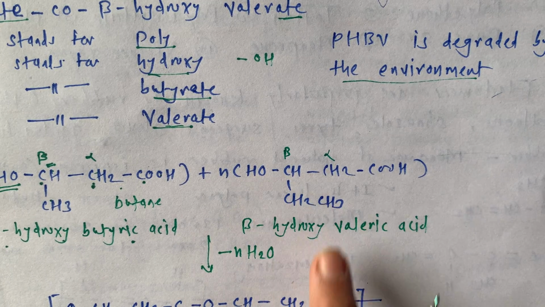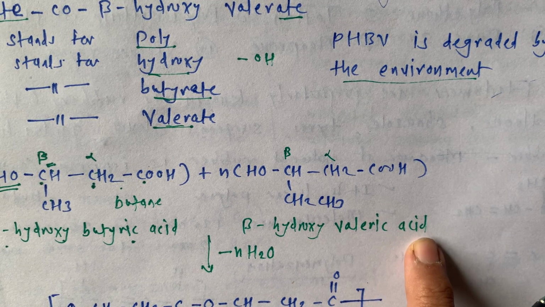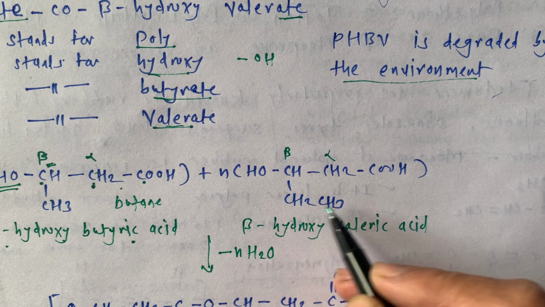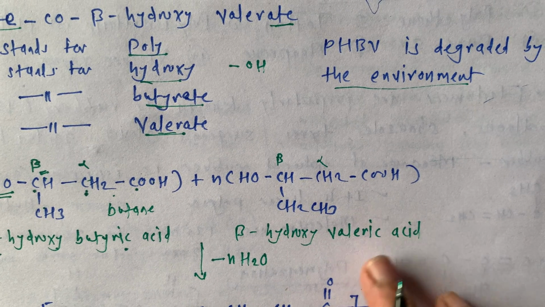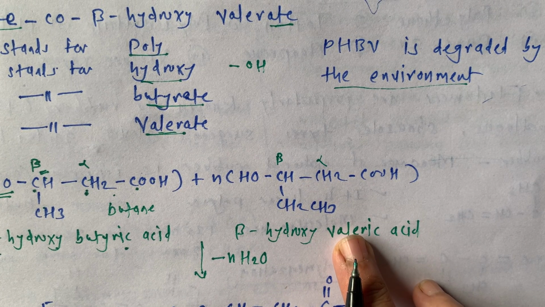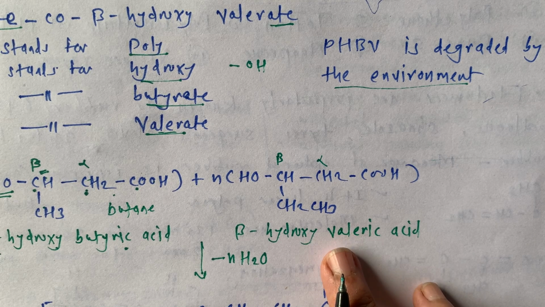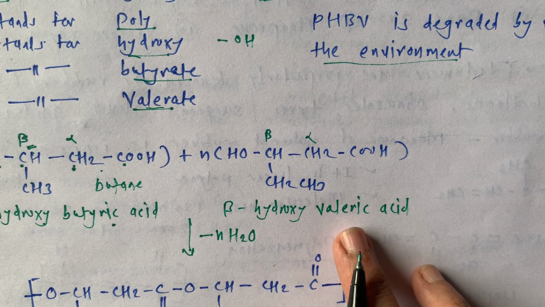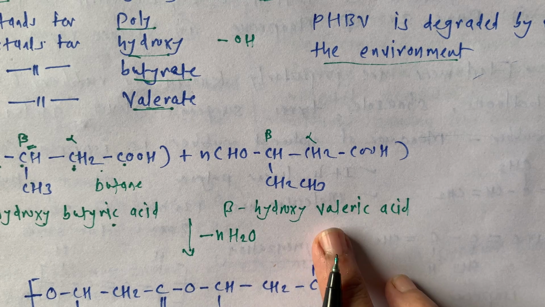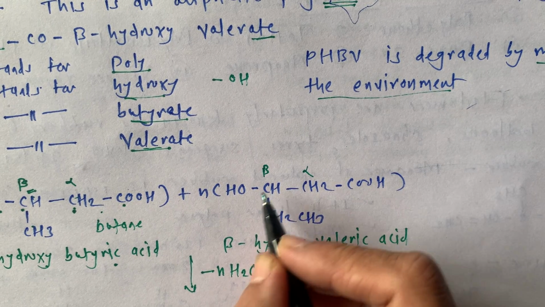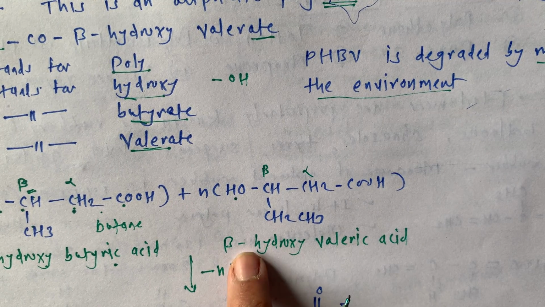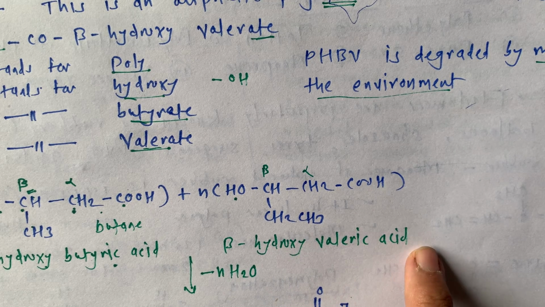And the next one is beta hydroxyvaleric acid. 1, 2, 3, 4, 5. Five, in the acid nomenclature system: pentane, then pentanoic acid, and one more word, that is valeric acid. Again on this valeric acid, on this beta carbon there is OH, so this is beta hydroxyvaleric acid.